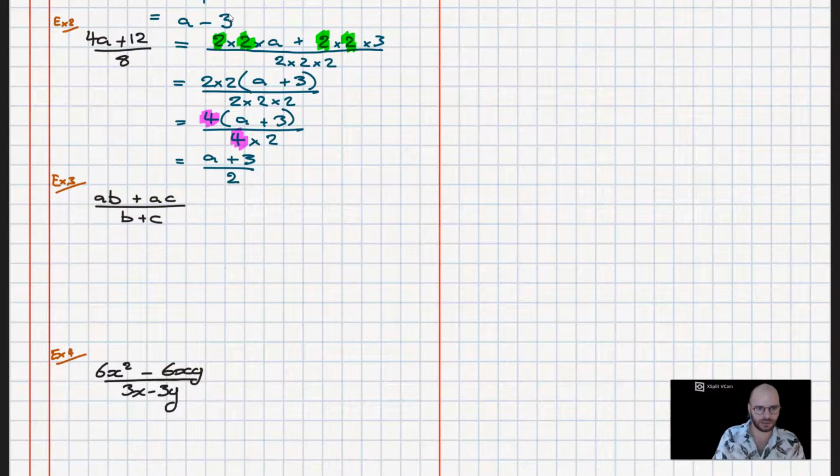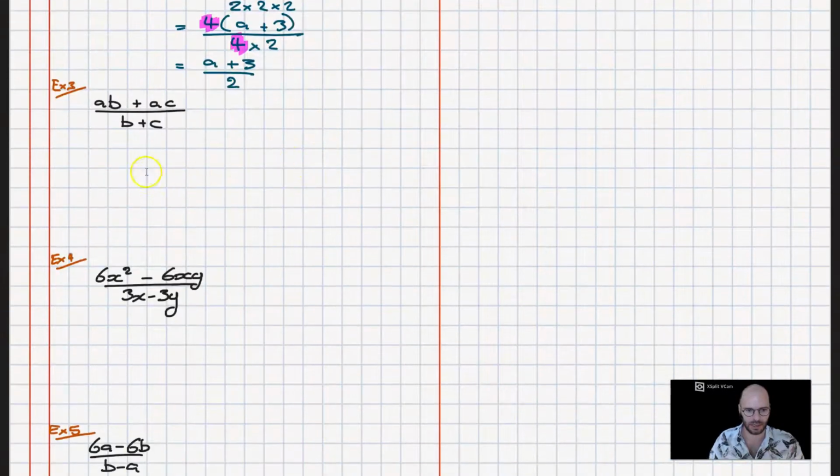And you might ask yourselves, where did the brackets go? We can simply say they're implied because there's nothing multiplying the a plus 3, so we can leave them off. So that's example 2. Now going down to example 3.